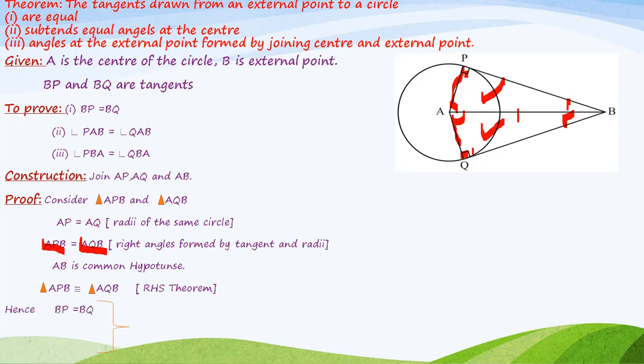Therefore, the corresponding parts must be equal because these two triangles coincide with one another. Therefore AP is equal to AQ. The other remaining sides BP and BQ are also equal. The other angles, angle PAB and angle QAB, are also equal, and angle ABQ and angle ABP are also equal. Therefore, by CPCT, the three cases are equal. This is the proof of the theorem.